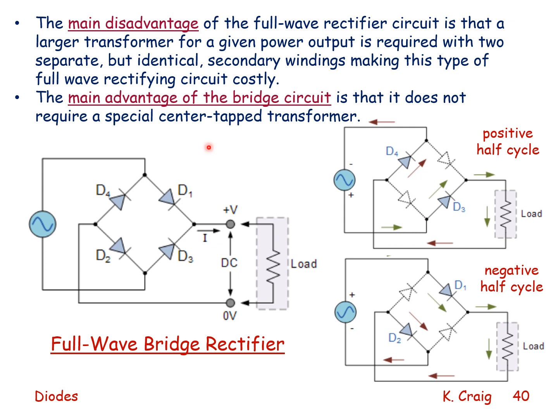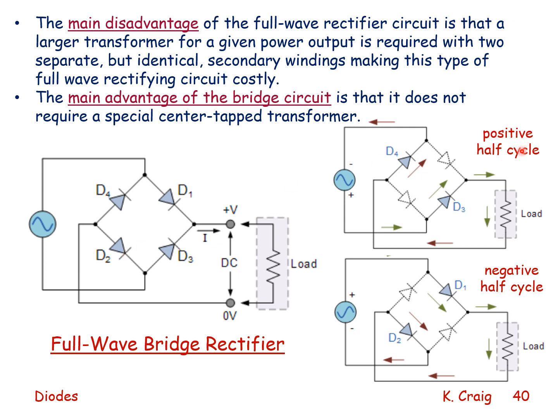The main advantage of the bridge circuit below is that it does not require a special center tap transformer. Here is the full wave bridge rectifier with 4 diodes in the form of a bridge circuit.